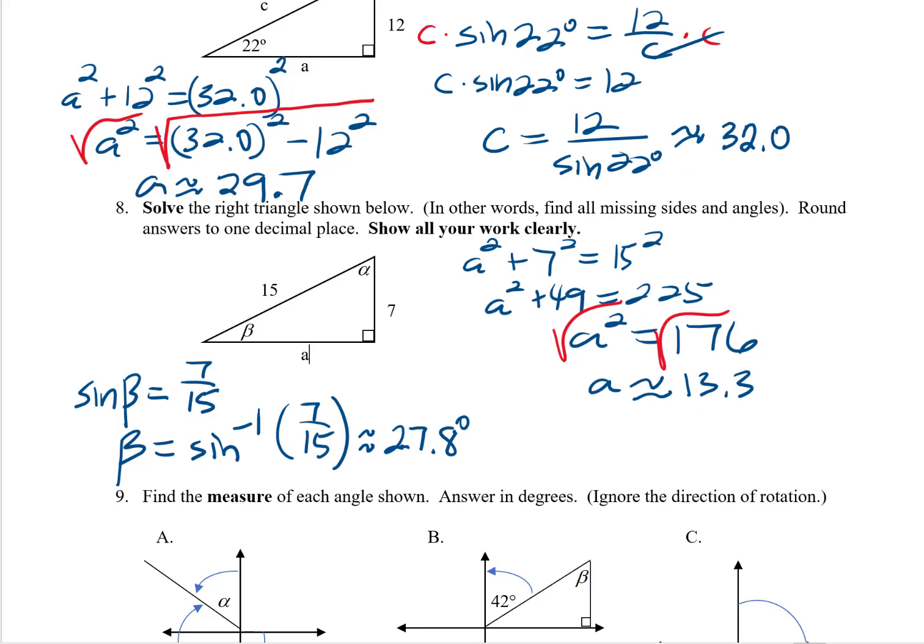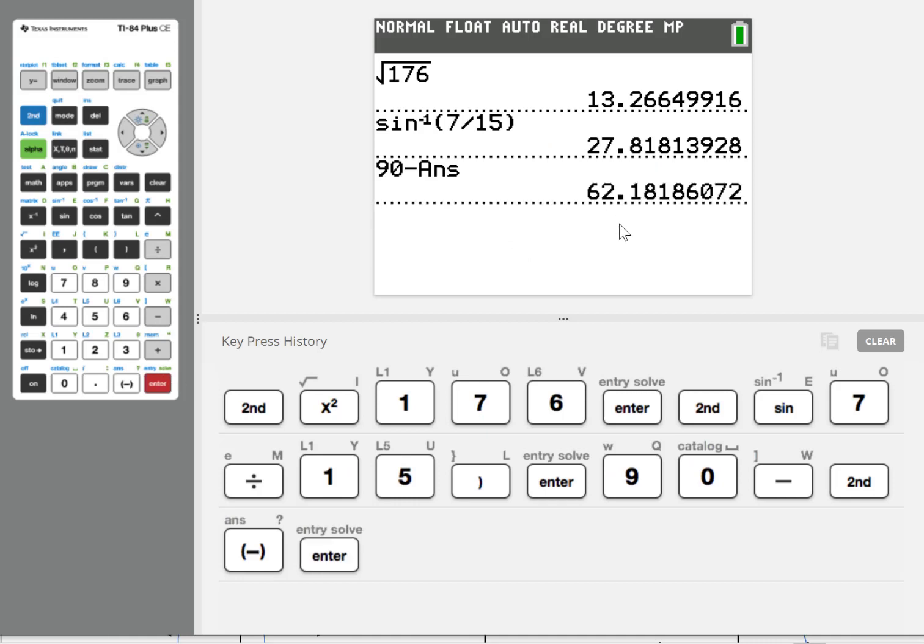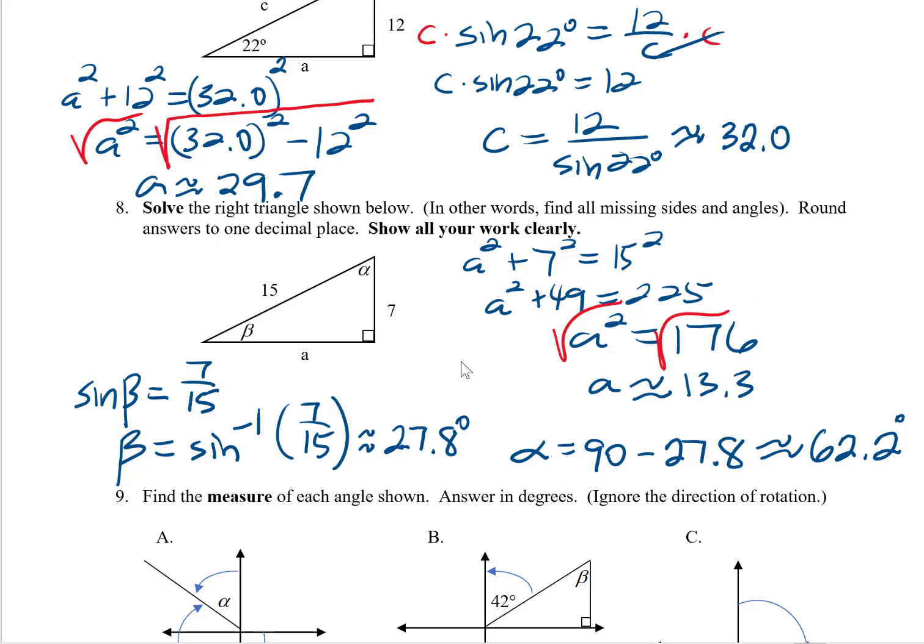And that's really the only trig that I needed to do. Angle alpha, the last angle, I can get by simply subtracting that 27.8 from 90. I know that those two angles together add up to 90 degrees. 90 minus that last answer gives me 62.2 degrees. And once again, we are finished.